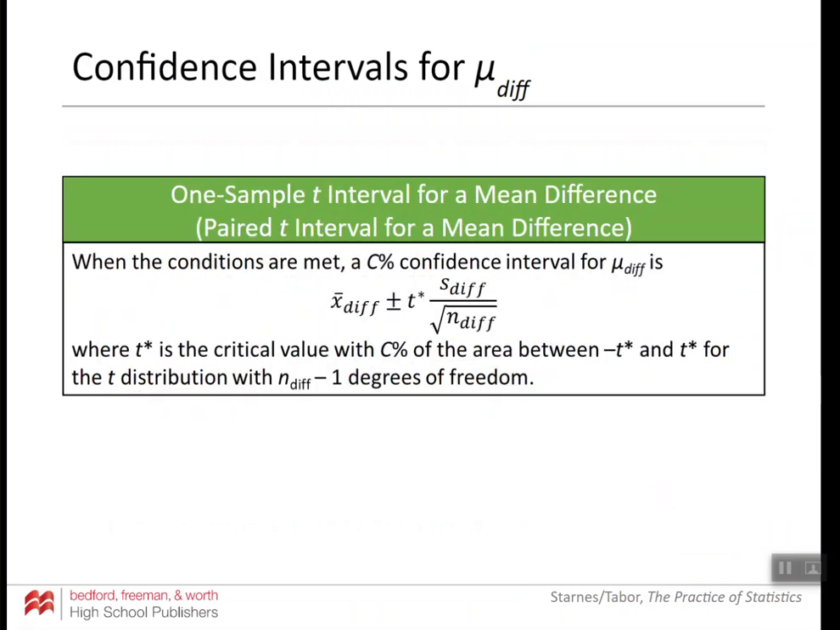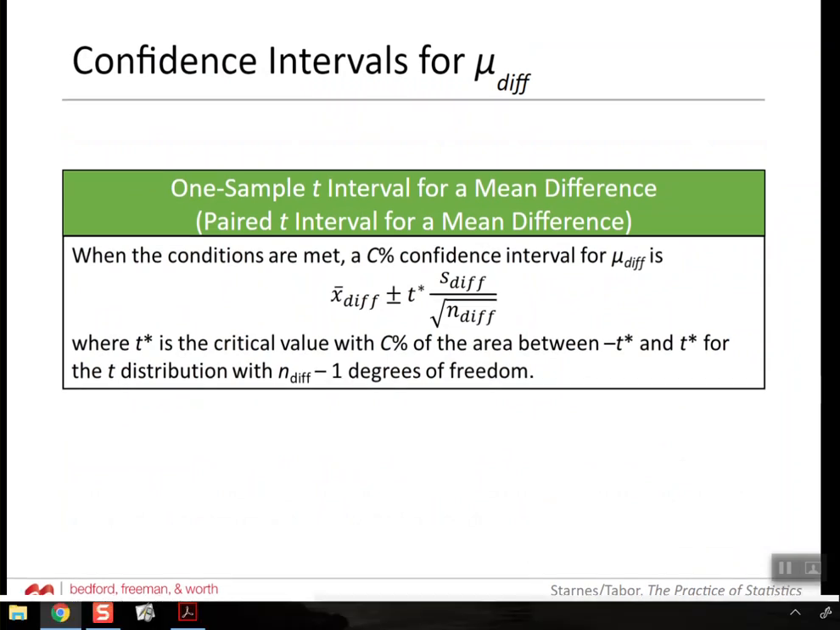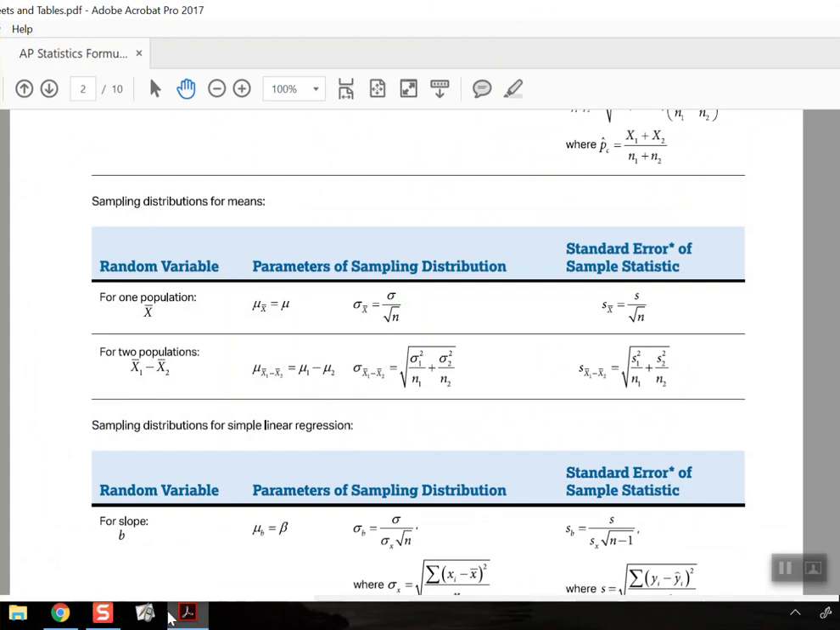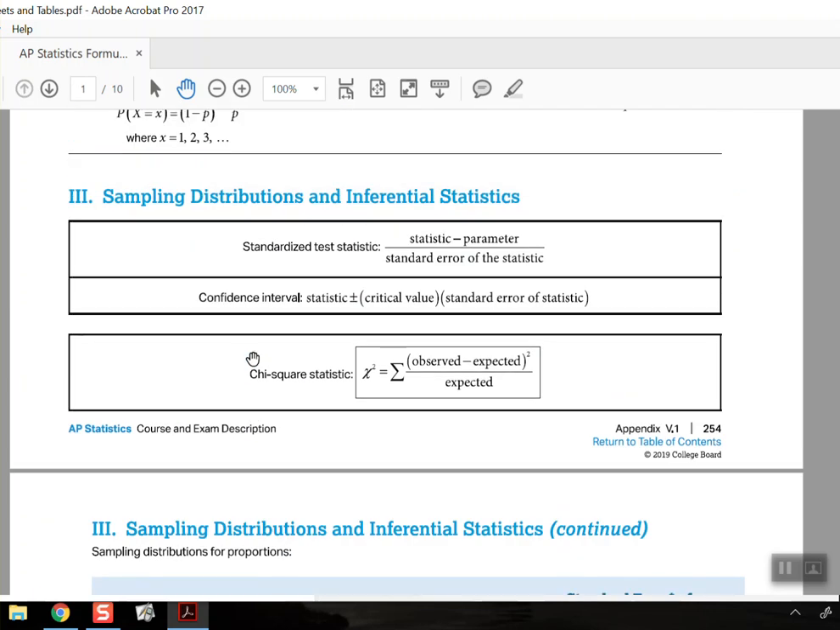So, if you are going to do a one sample t interval for a mean difference, or paired t interval for a mean difference, as long as your conditions are met, a C% confidence interval for the mean difference is given by this formula. This is the same as the formula we used for a one sample t-test. We have our generic, or one sample t-interval. We have our generic confidence interval formula, where you have the statistic plus or minus the critical value times the standard error of the statistic.